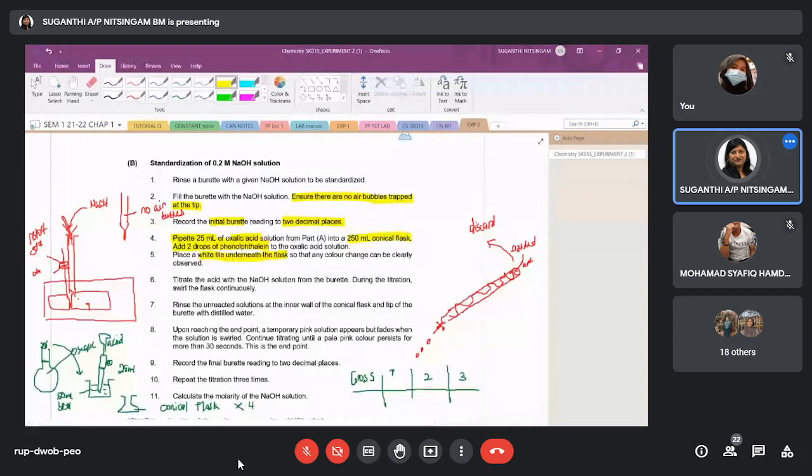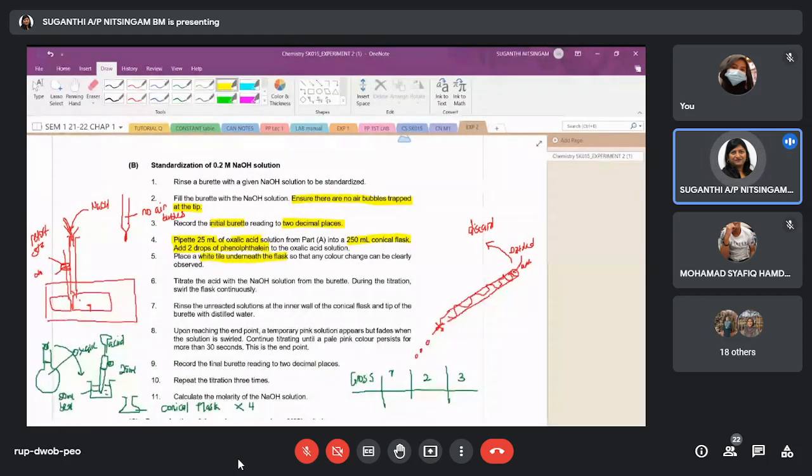Why do you need a white tile underneath the flask? Who should I ask? Shazwina, why do you need a white tile underneath the flask? To see the color changes. Correct, very good. To see the color changes. So when you get the end point, you will get a pale pink solution. If it is pale pink, you can see it on the white tile.